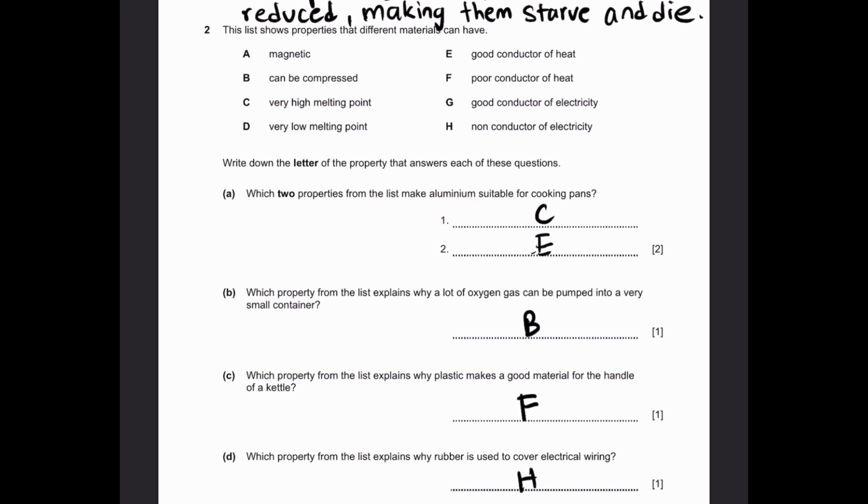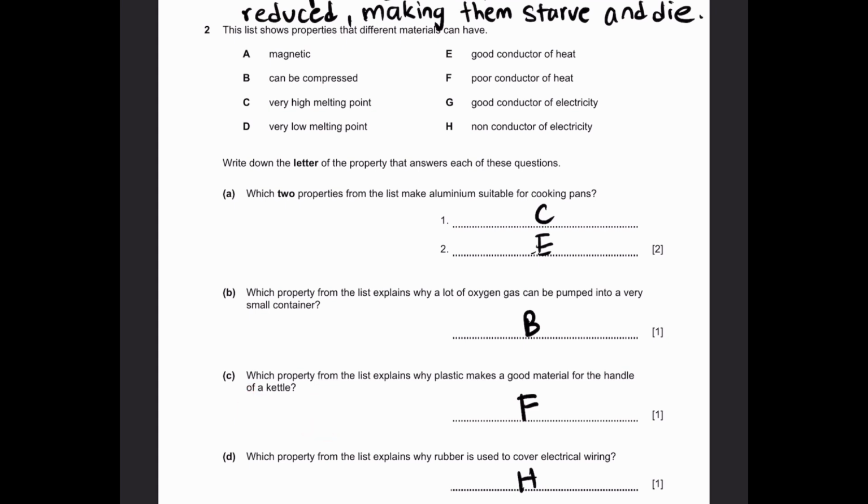That's the answer. B. Which property from the list explains why a lot of oxygen gas can be pumped into a very small container? So oxygen gas, or not just oxygen gas, any gas can be compressed, and that's why you can compress it into the small container. So letter B. C. Which property from the list explains why plastic makes a good material for the handle of a kettle? Well, we have a kettle, right? And kettles will be very hot because they'll have something like tea or coffee in them, right?